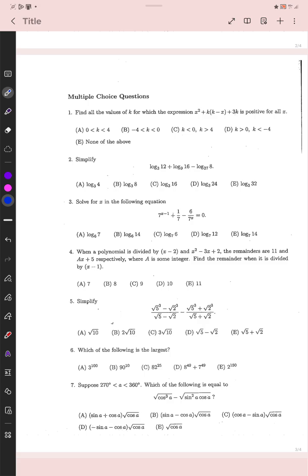The question we are going to choose is the second question here. It goes: log in the base of 3 of 12, plus log in the base of 9 of 16, and we are subtracting log in the base of 27 of 8. We were supposed to simplify it and choose the correct answer out of the five options.